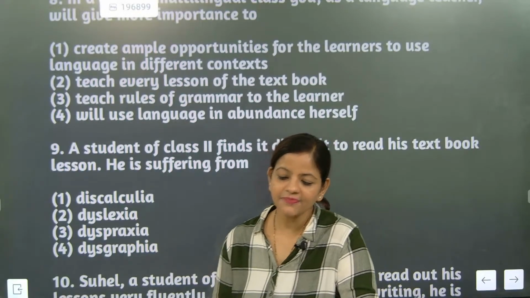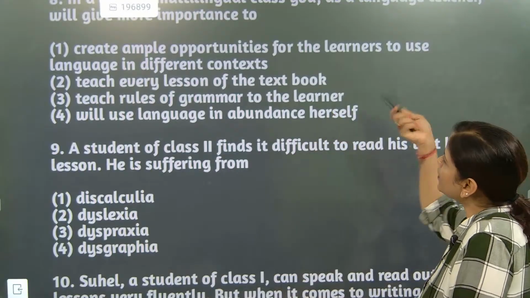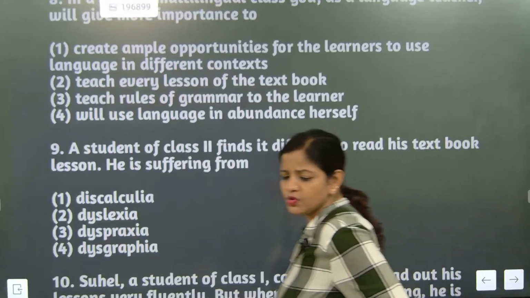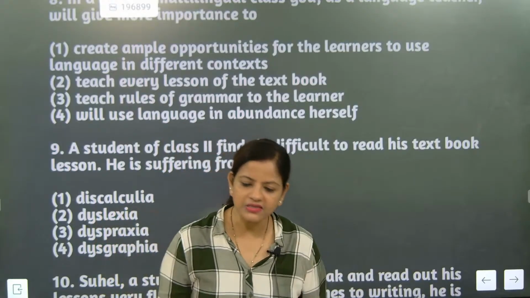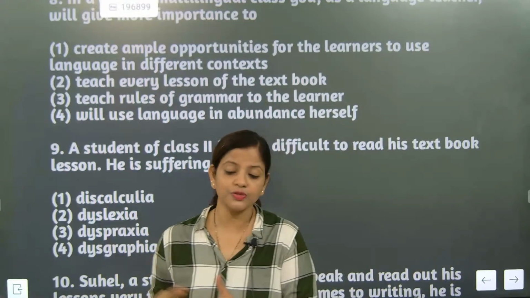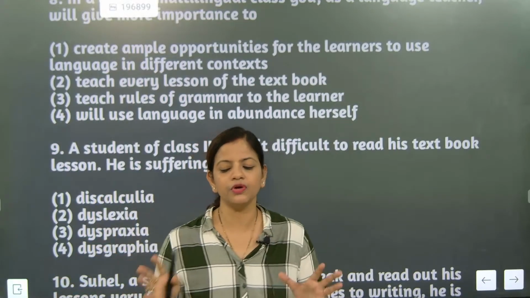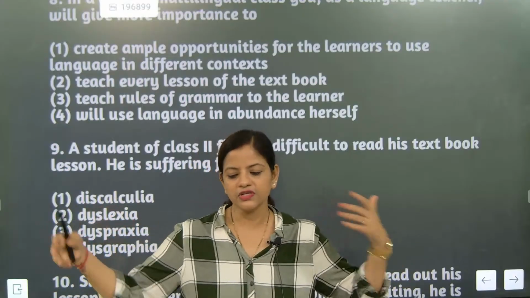Okay, so now: create ample opportunities for the learner to use language in different contexts. Yes, I have to create. You need to understand one thing: as a teacher, as a human, how you treat others is the most important thing. When it is most needed, you have to create multi-diverse tasks. Understand? Here you have to diversify the activity.